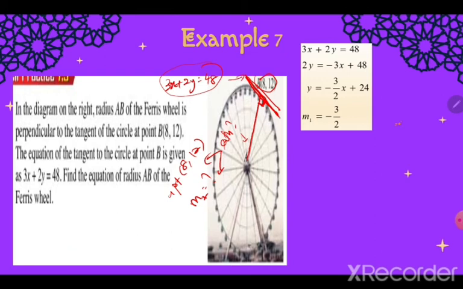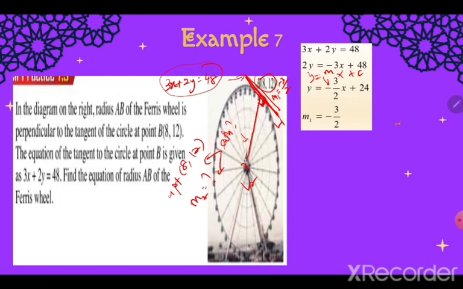First, find the gradient of the tangent, which in this case is M1. This is our L1 and this is our L2. When we compare it with y equals mx plus c, the gradient form, we can say that the gradient of the tangent line is negative 3 over 2. So M1 is negative 3 over 2.